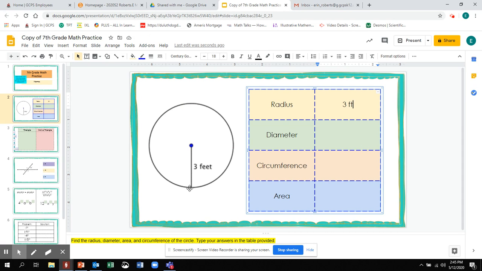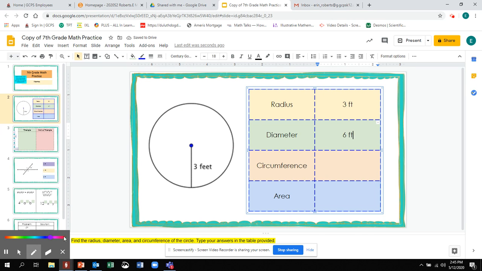The diameter would be the measure that would go from the edge of the circle all the way through the midpoint and to the other edge of the circle. So the diameter would be twice the radius. So to get the diameter, I would do 3 times 2, which would give me 6 feet.